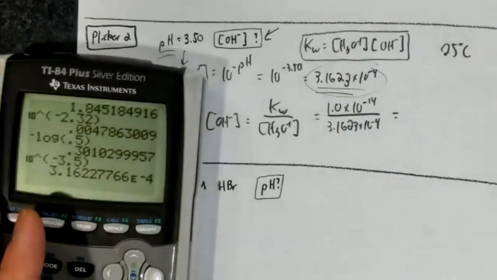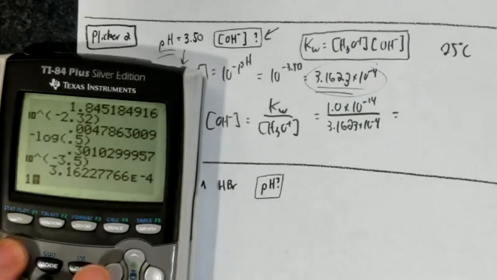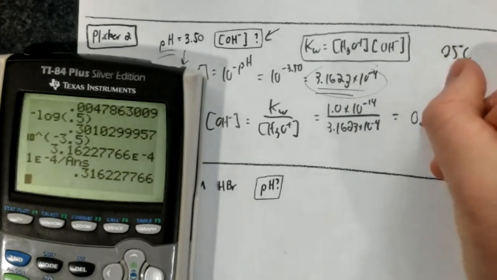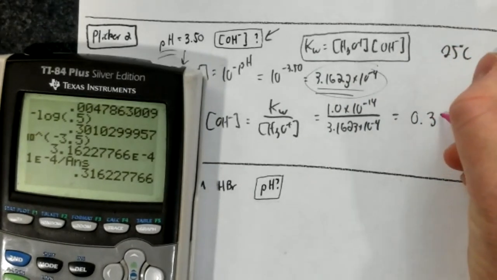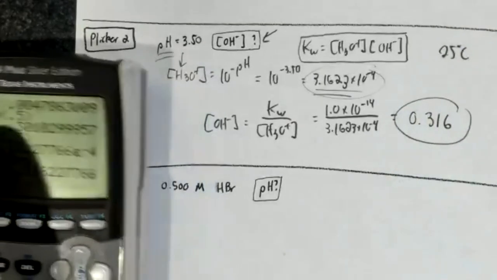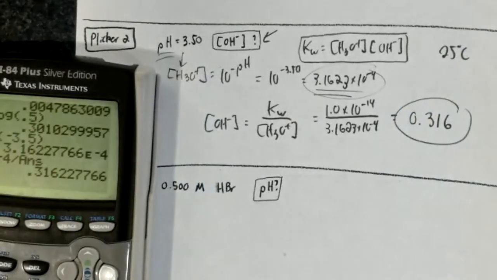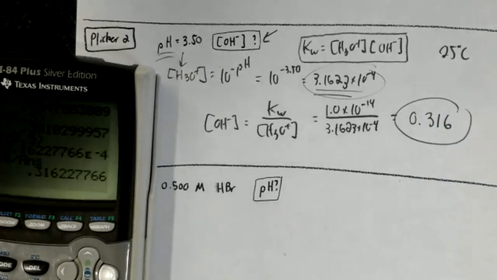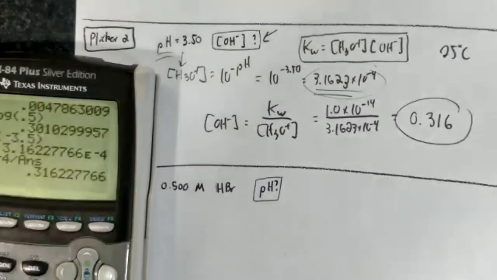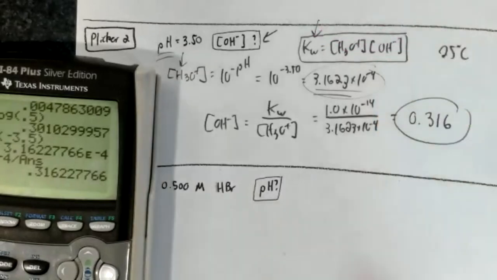So we can go ahead and plug that into our calculator. 1 times 10 to the minus 14 divided by the number is going to equal 0.316 for our concentration of OH minus. Does that make sense to everybody? So again, going from pH to H3O plus, and then utilizing our Kw relationship to go from H3O plus to hydroxide concentration.